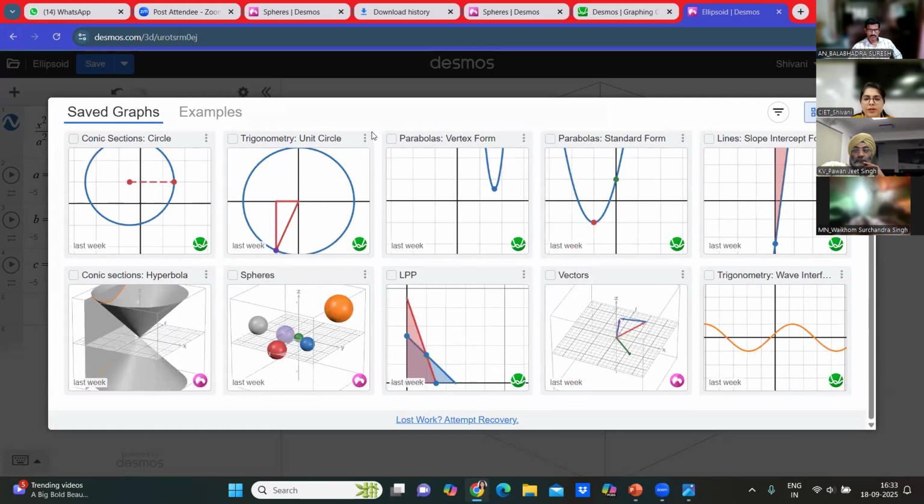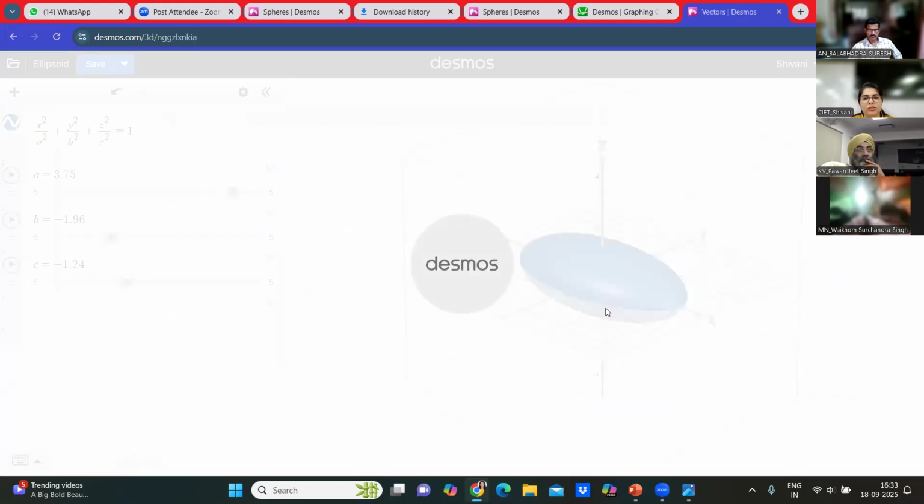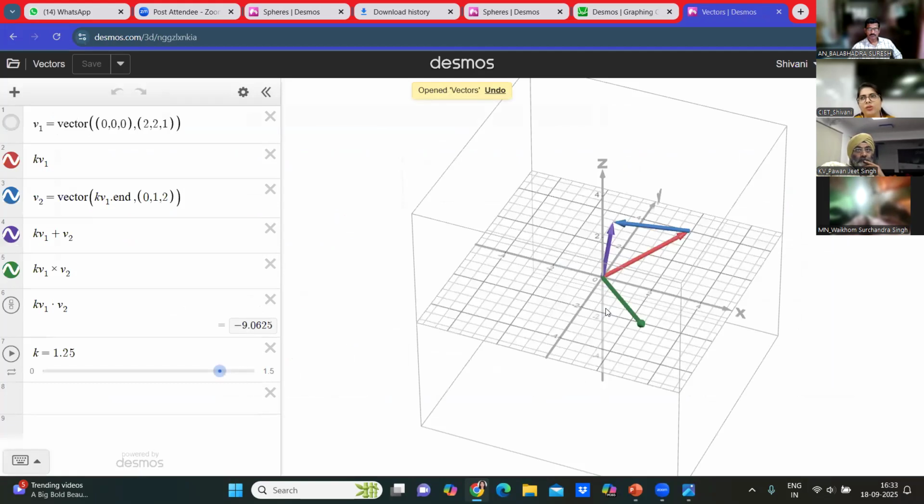Some examples are based on vectors also. Students, whenever we are doing any examples of vectors in the class, we can't see them in the classroom. Many times students get stuck. What are vectors? How are the vectors added? For these kinds of things, here we can see.